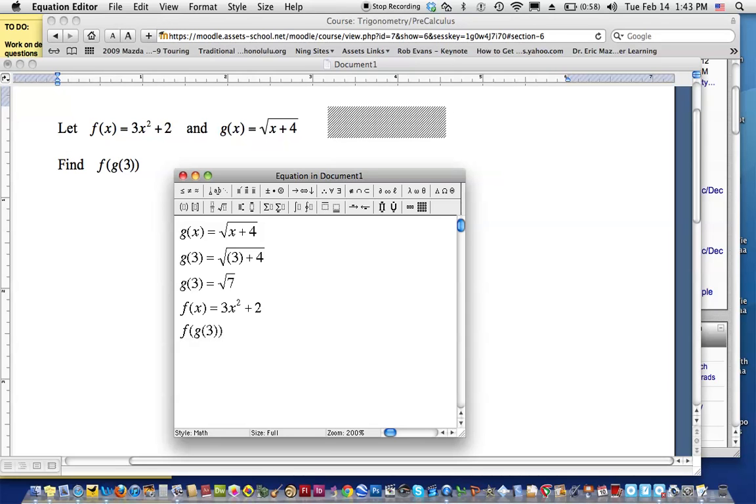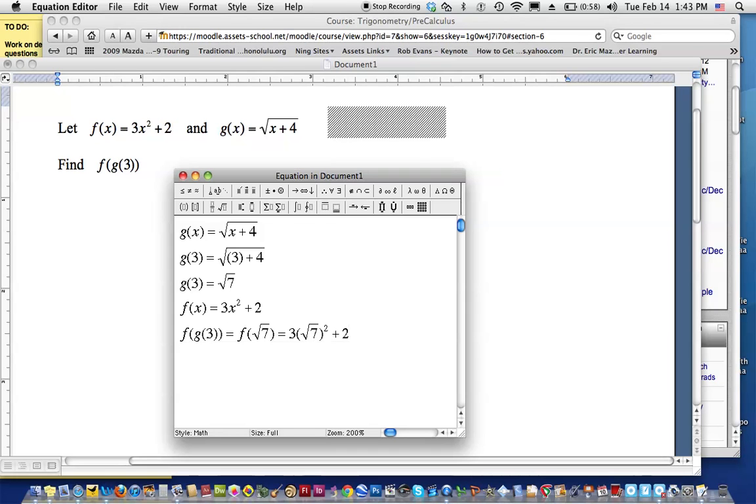So I'm going to replace g of 3 with the square root of 7. So basically what I'm doing is taking the function 3x squared plus 2 and putting in the square root of 7 for x. And so what I get is 3 times the square root of 7, squared, because it's still squared, that value is still squared, plus 2.